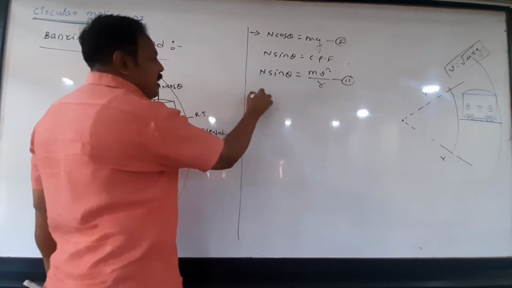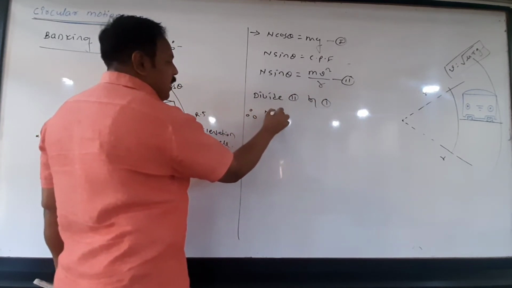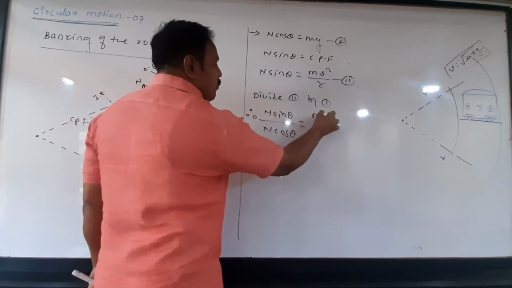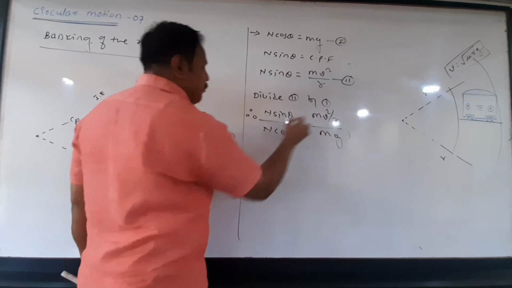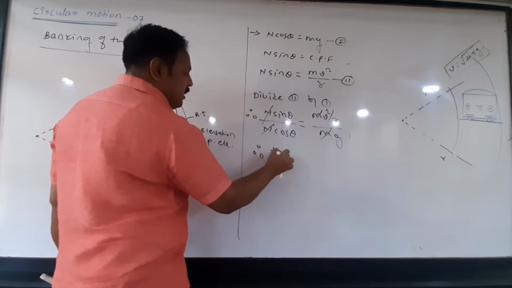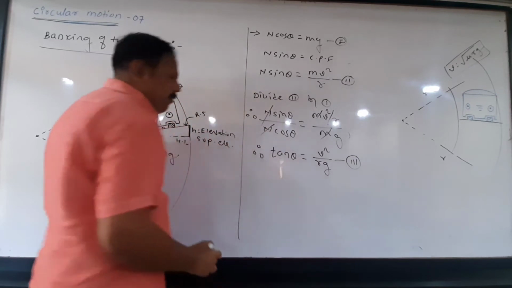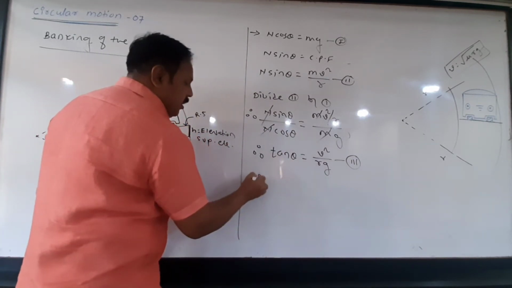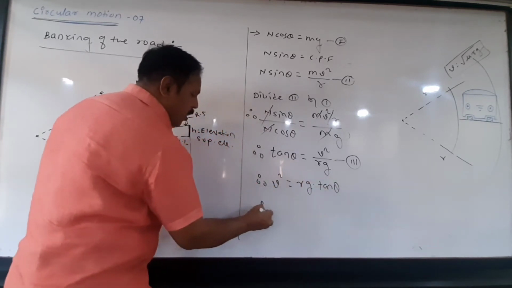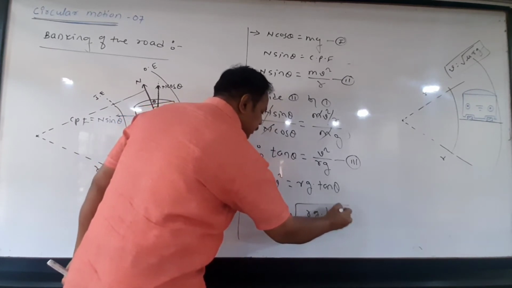Now divide equation 2 by 1. Therefore, N sin theta upon N cos theta is equal to mv square upon r divided by mg. N cancels, m cancels. Sin upon cos means tan theta is equal to v square upon rg. Let this be equation number 3. Taking rg across, v square is equal to rg tan theta, or v is equal to under root rg tan theta.